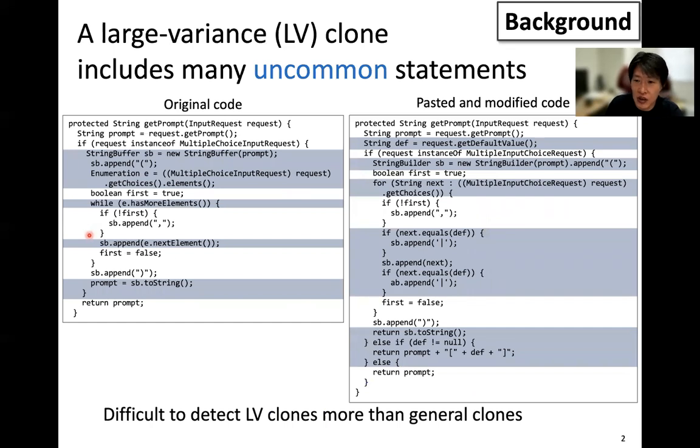A large variance clone is a kind of code clone that is generated by inserting or deleting many program statements in various places in a copy and pasted code fragment. As a result, a pair of large variance clones includes many uncommon program statements. So it is more difficult to detect large variance clones than general clones.